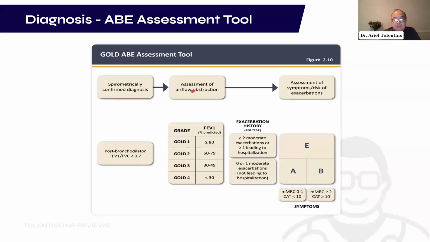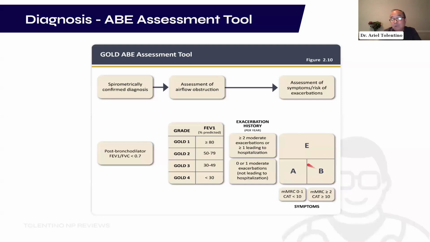And it guides us to the assessment of airflow obstruction, meaning to say that's the severity of COPD according to GOLD 1 to GOLD 4 grading. And we are able to assess signs and symptoms, the symptomatology, based on your MMRC and CAT score, which are symptom related instruments that are answered by the patient, and the evaluation of exacerbation history in the previous year, including hospitalization.